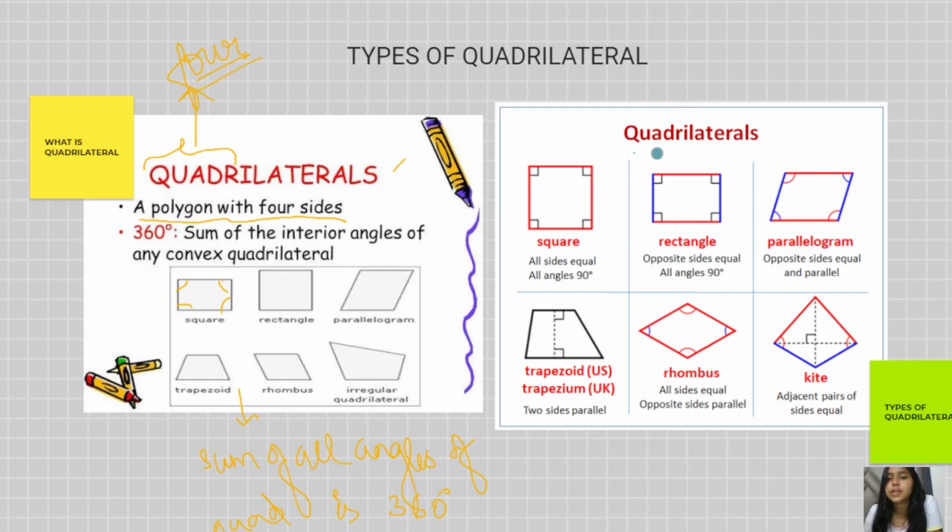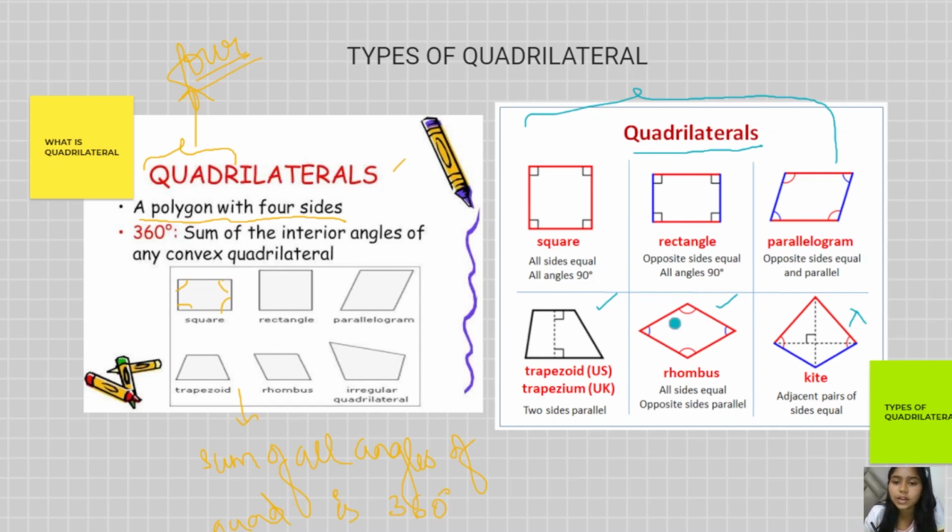Basically the six types of quadrilaterals are given here. First is a square, then a rectangle, then a parallelogram, trapezoid, or we can call it a trapezium, rhombus, and a kite. In our syllabus the kite is not there, so we won't learn about the kite here. We learn a little bit about the trapezium and the rhombus, and more about the square, parallelogram and rectangle. If you look at the figure, you can see certain things written over every picture. These are the basic properties of these particular quadrilaterals.